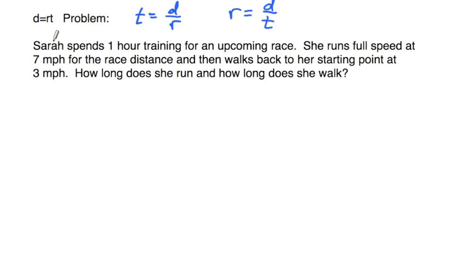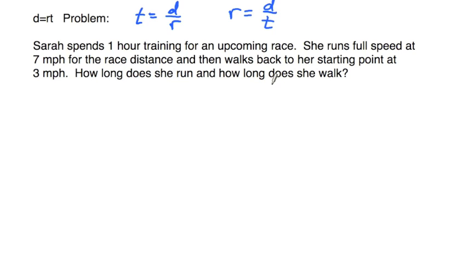Alright, so here we have Sarah spends 1 hour training for an upcoming race. She runs full speed at 7 miles per hour for the race distance, some distance going out, and then she walks back to her starting point at 3 miles per hour. And then it asks for how long does she walk and how long does she run.